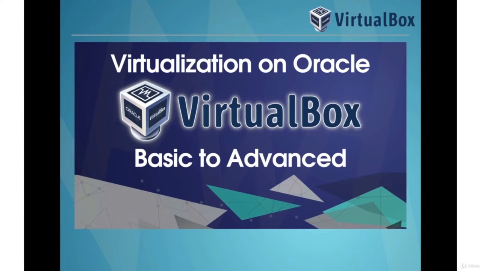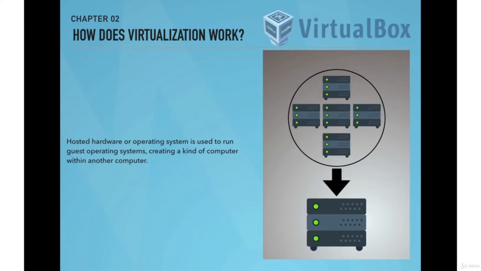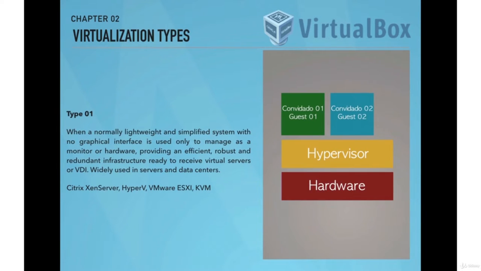Welcome back. In this chapter 2, we will see how virtualization works. Virtualization uses a host hardware or operating system to run guest operating systems, creating a kind of computer within another computer. We have two virtualization types.